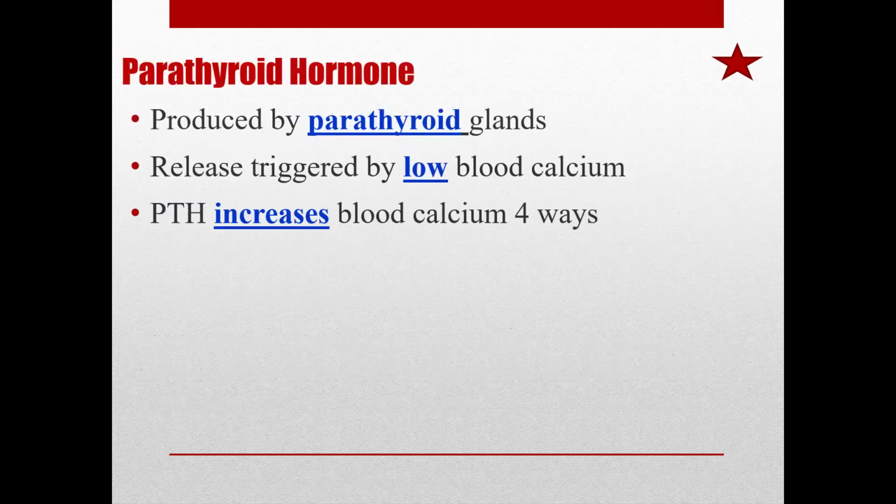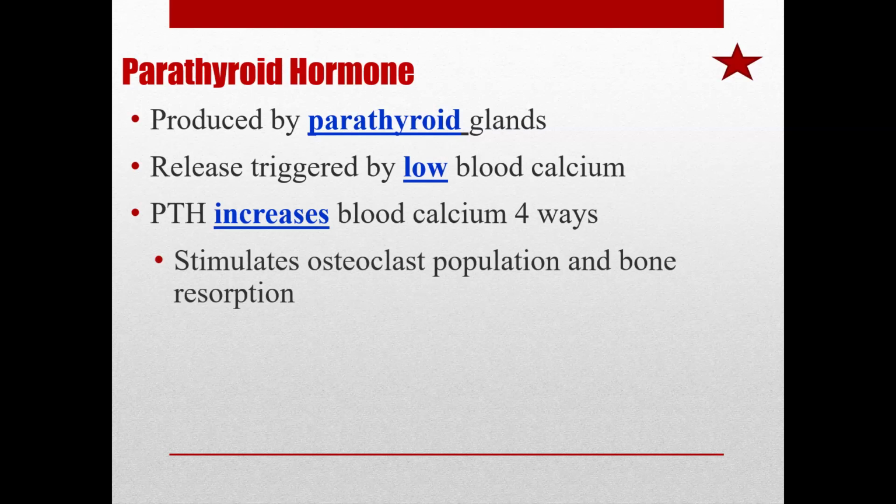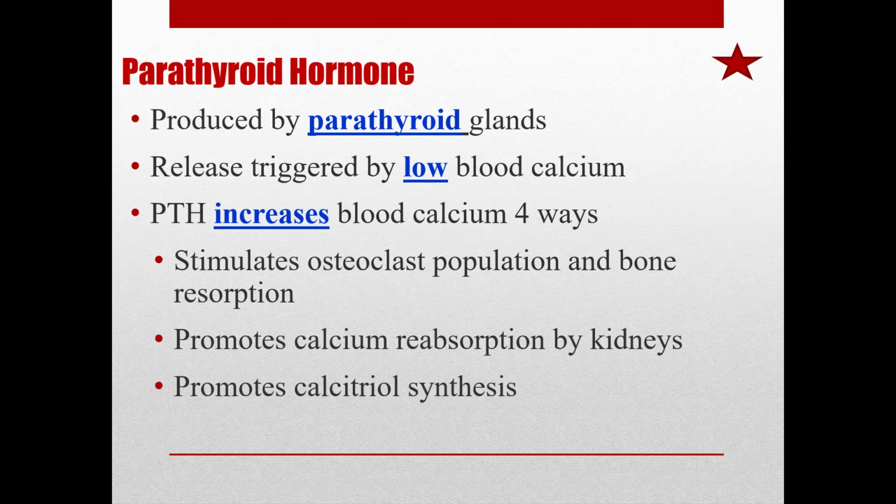For parathyroid hormone, this is the more difficult one. It has a lot of different influence using the osteoclasts. This is the one we had on our test. Do you remember the low blood calcium feedback loop? It's triggered by low levels of blood calcium. So when there's low calcium in the blood, parathyroid hormone is released to stimulate osteoclasts to resorb calcium and put it into the blood.